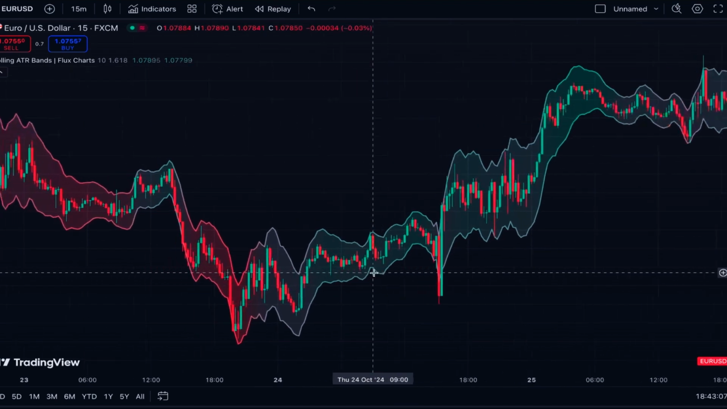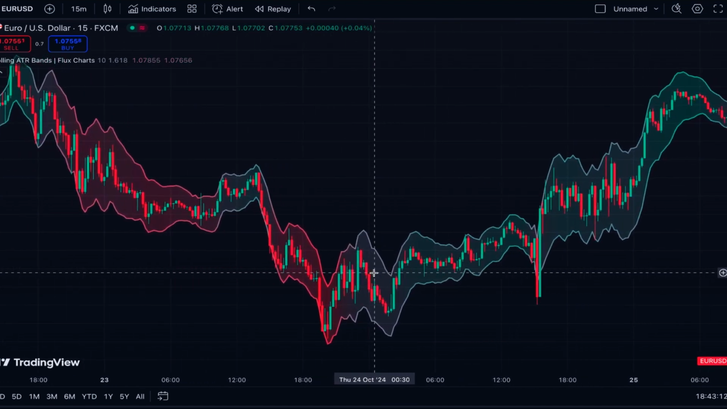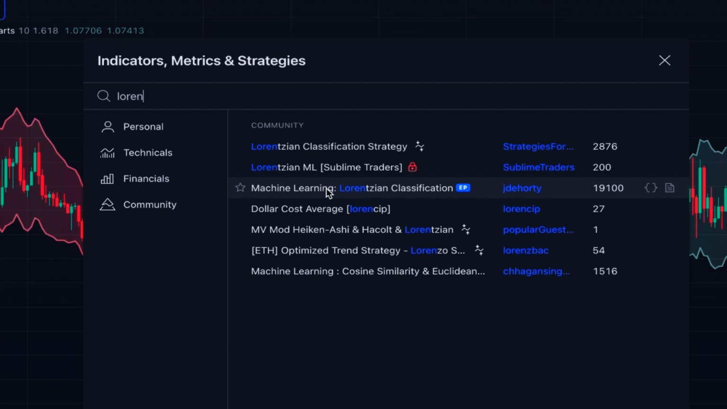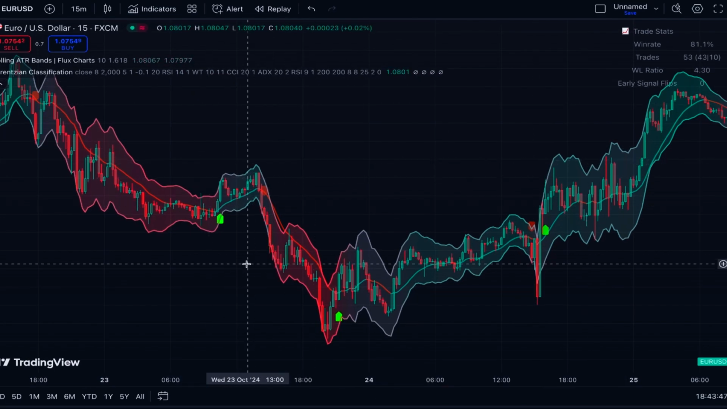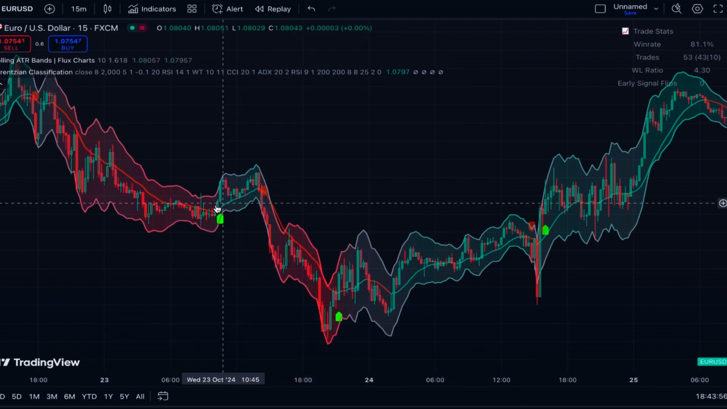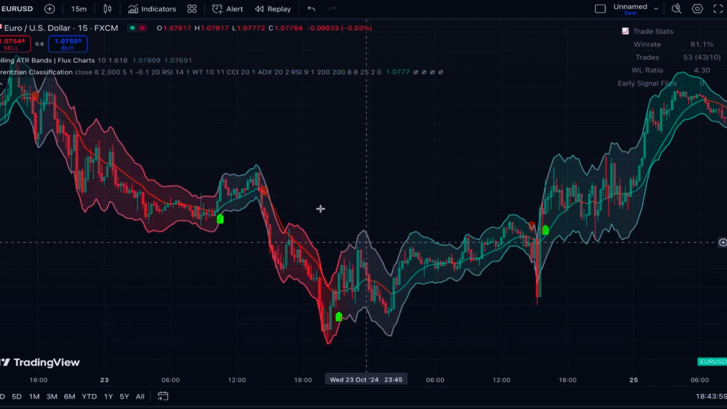You can effectively use this indicator with other TradingView indicators' buy-sell signals. To show you an example, I add Lorentzian classification. This one, machine learning Lorentzian classification, which is an Editor's Picks indicator and written by J.D. Horty. This is a very powerful buy-sell signal indicator that is built based on a machine learning algorithm. Green labels are buy signals and red labels are sell signals.